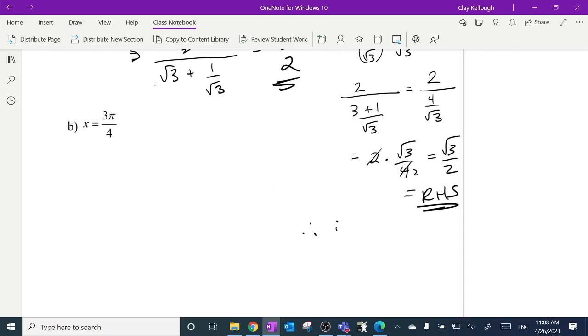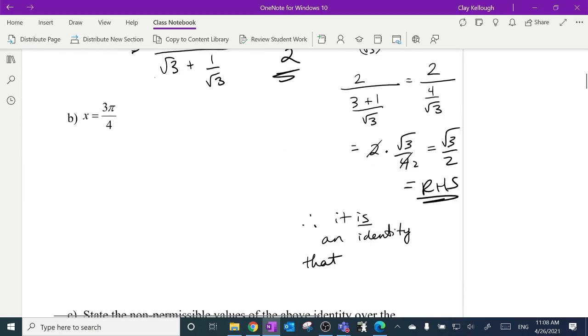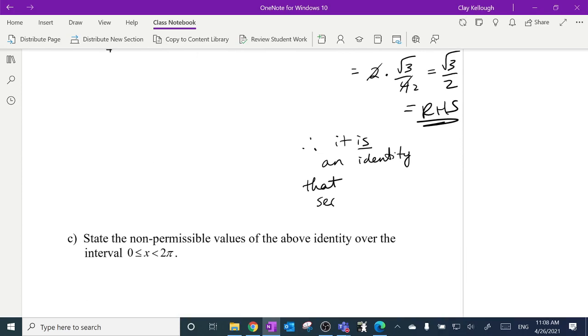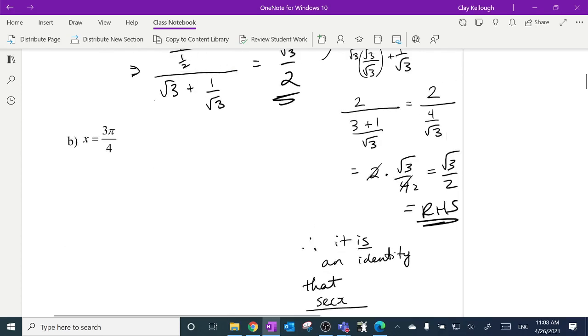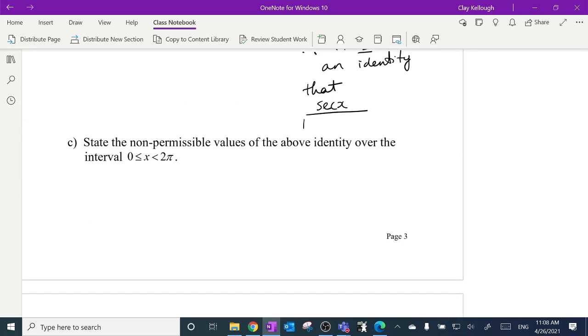Therefore, it is an identity that, and what was the original statement again? Secant x over tan x plus cotangent x is equal to the sine of x. It worked for 60 degrees.